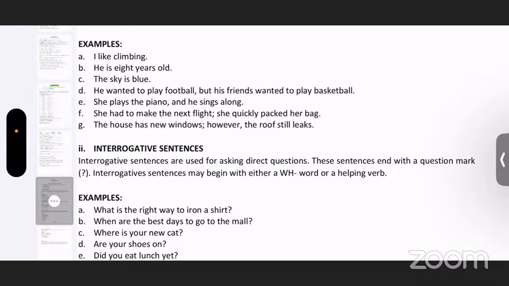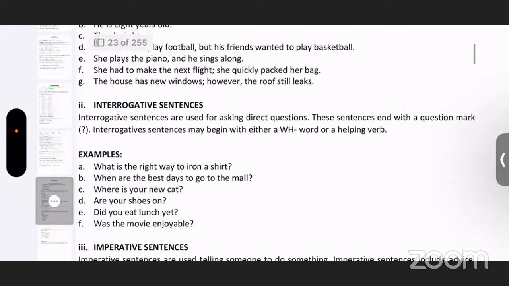That's the thing actually, whenever there would be a question asked, we are going to answer it accordingly. So next is interrogative sentences. I'll actually put emphasis on the same kind of pronunciation: interrogative sentences, not interrogative. Okay. So it's interrogative sentences. Interrogative sentences are used for asking direct questions.